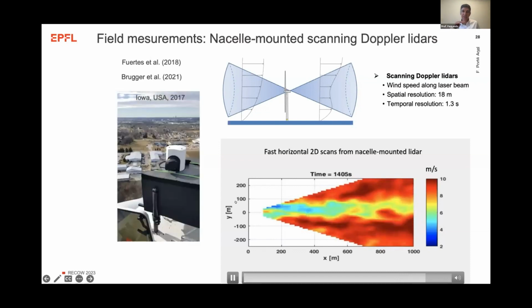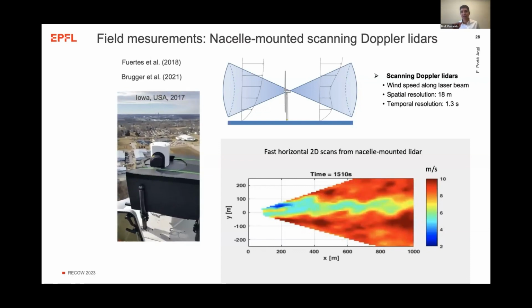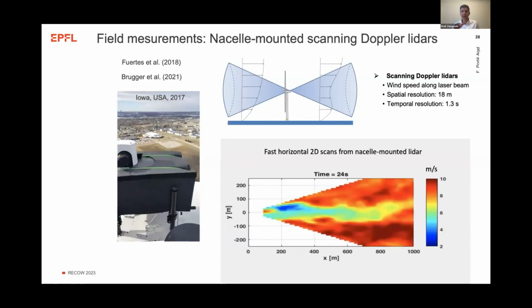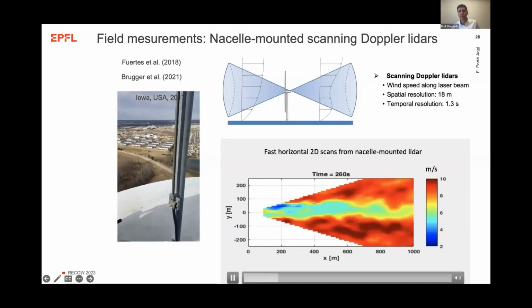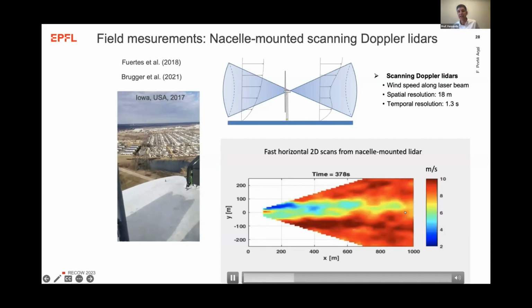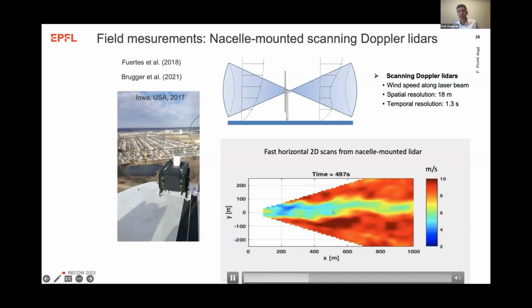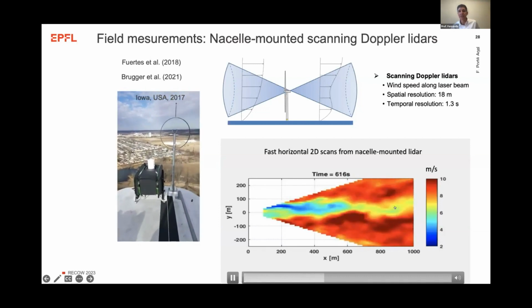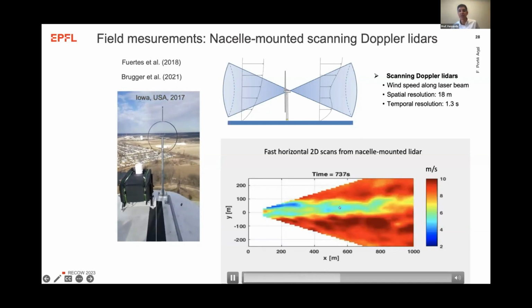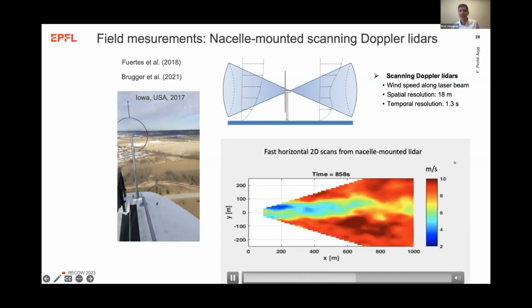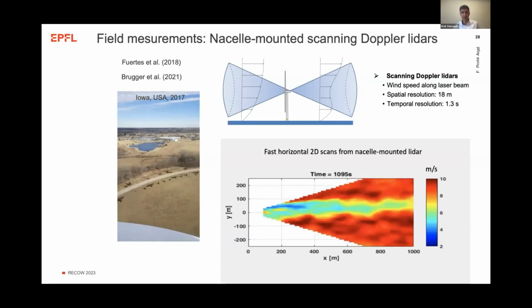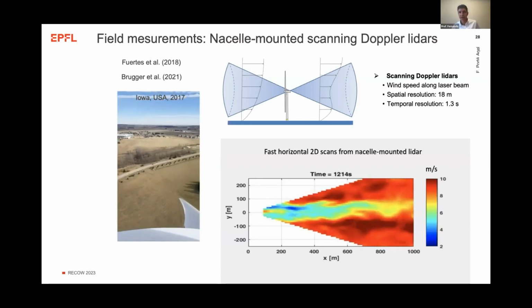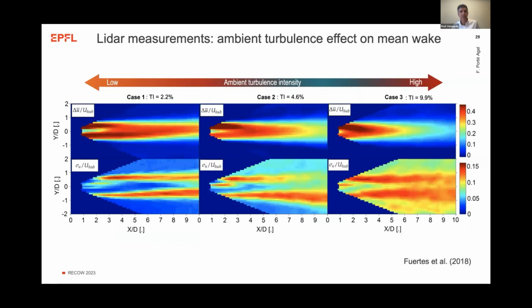When we do a very fast scan, we can, in an approximated way, create an animation of how the wake behaves. And you see it's very nice up to 1 kilometer. You see clearly the velocity reduction. You see the meandering of the wake that I also showed in the LES. So this is quite interesting data that can then be used for understanding this flow.